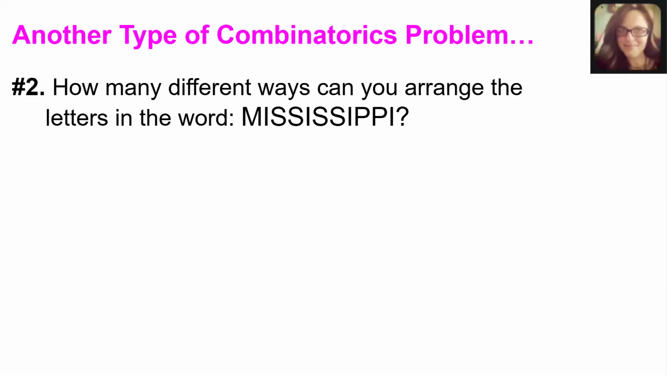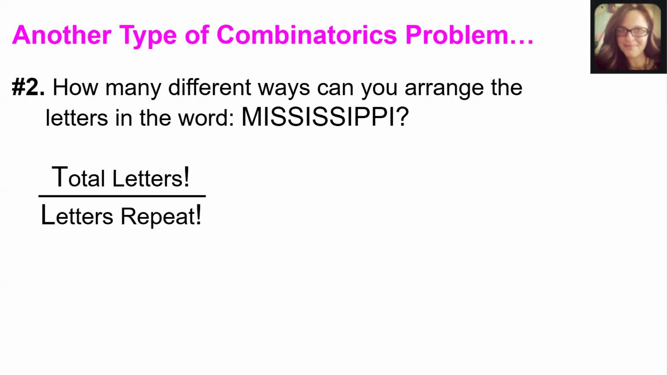Let's do another similar one. How many different ways can you arrange the letters in the word Mississippi? So once again, we'll do total letters, factorial in the top, divided by the letters that repeat. And we have several letters that repeat. We have 4 I's, 4 S's, and 2 P's. So in the denominator, we have 4 factorial times 2 factorial.